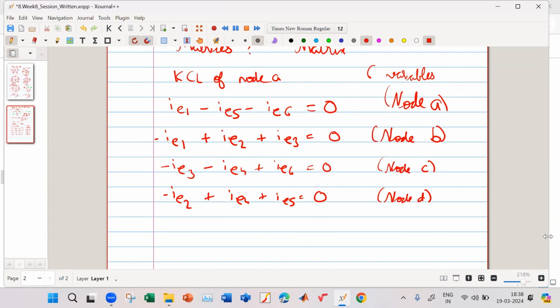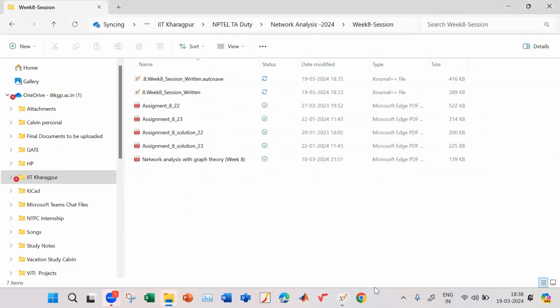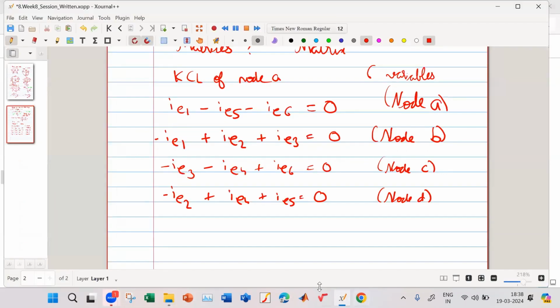Sir, the column matrix of I1, I2, I3, into the row elements 1, 0, 0, equals 0. Sorry. Sir, first we write the column matrix of IE1 to IE6, into 1, 0, 0, as per the value, equal to 0. So that is a 3 by 6 matrix, fine.